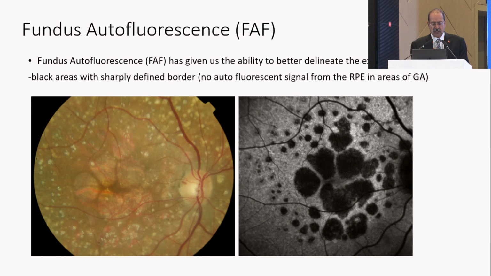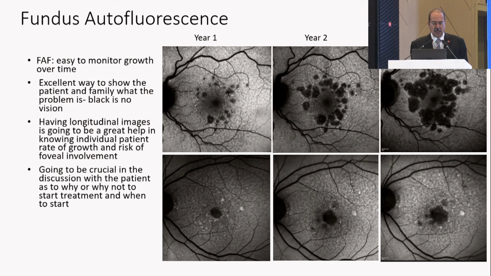Another modality that should be used, but is not commonly used, is fundus autofluorescence, because this gives us the ability to delineate geographic atrophy. It also gives us the ability to detect the growth of the geographic atrophy over time. And it's also a very good way to show a patient: this is what it is, and whatever's black on the autofluorescence are the areas that are not working, and they're the areas that don't see.